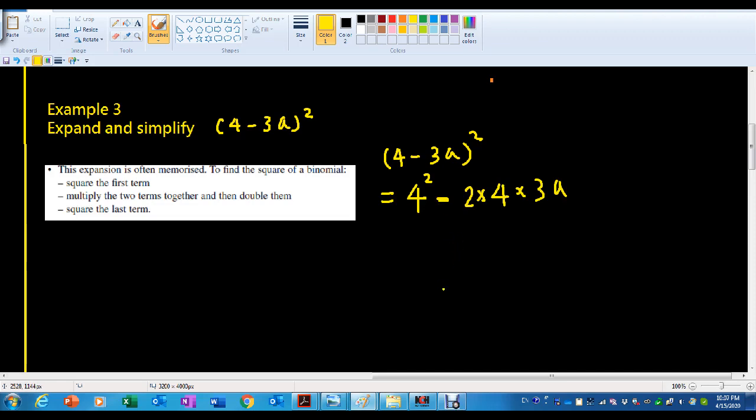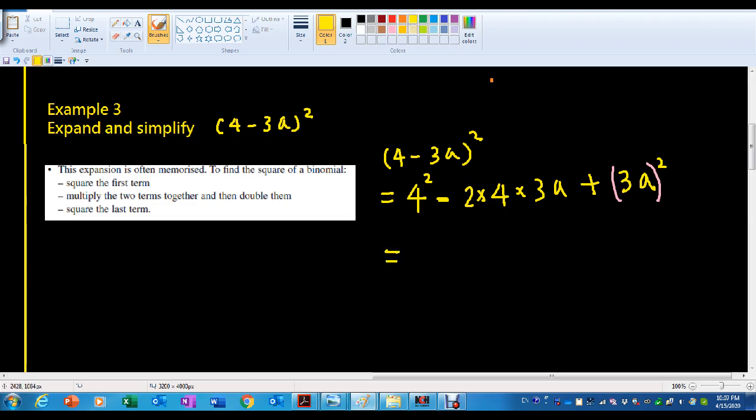unlike what we have done in our previous two examples, because for our previous two examples, the sign between the two terms is plus, so the sign for the middle term will be plus. But now the sign is minus, so the sign for the middle term becomes minus. Okay, and remember that you need to have that last term 3a squared, but again, because 3a includes two numbers, you need to bracket them.